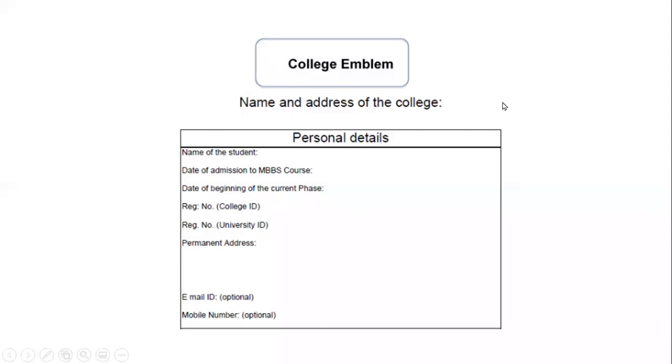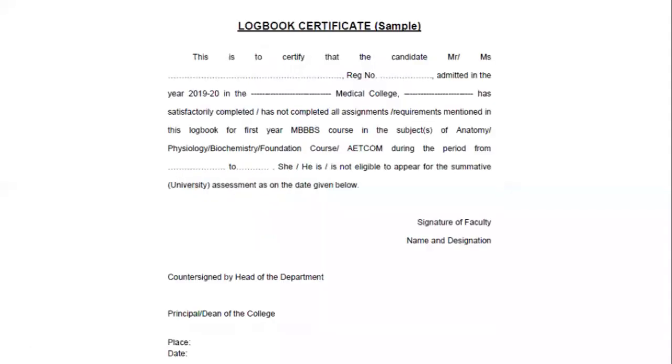So this is the first page of the suggested logbook. Then there is a certificate page. Now, it is interesting here. Satisfactorily completed / has not completed all assignments or requirements mentioned in the logbook for the first year. Which means that based on this, whether completed or not completed, the next subsequent statement is: he or she is or is not eligible to appear for summative assessment as on the date given below. So as it is said, submission of completed logbook is mandatory for taking the final exam.